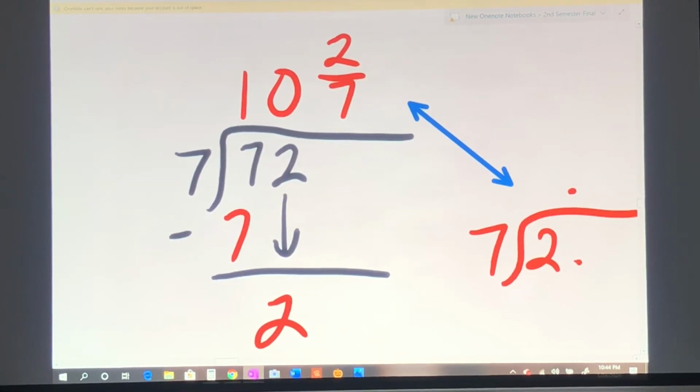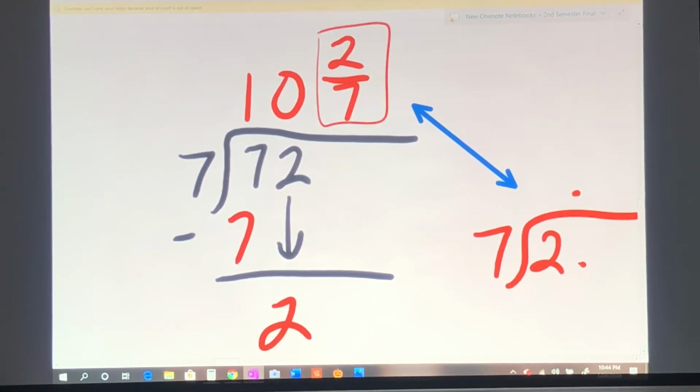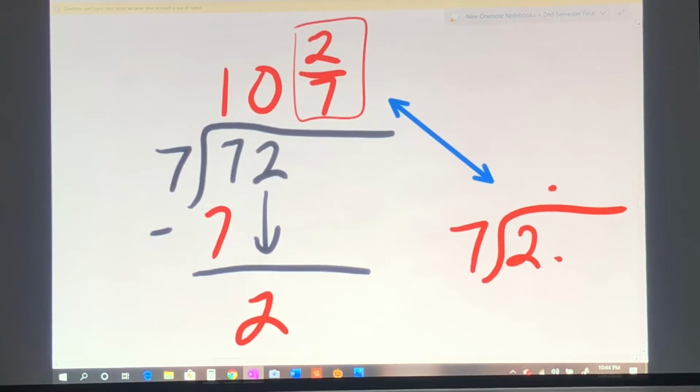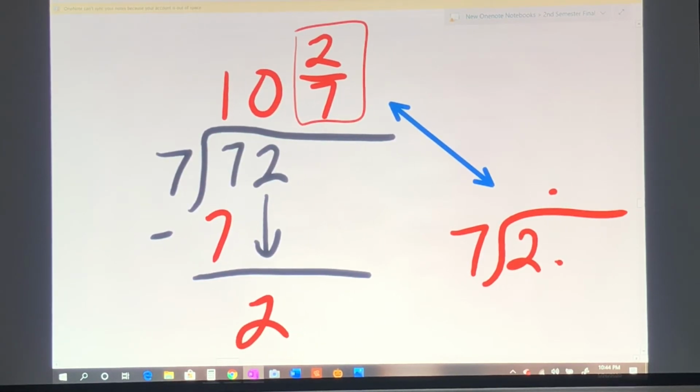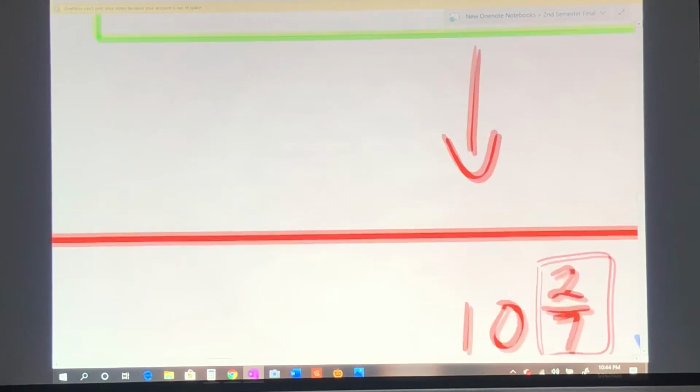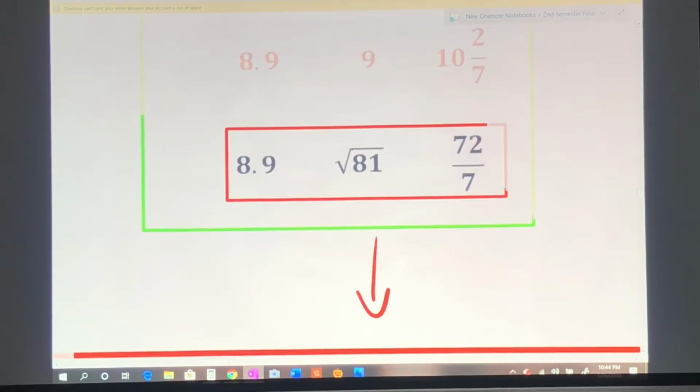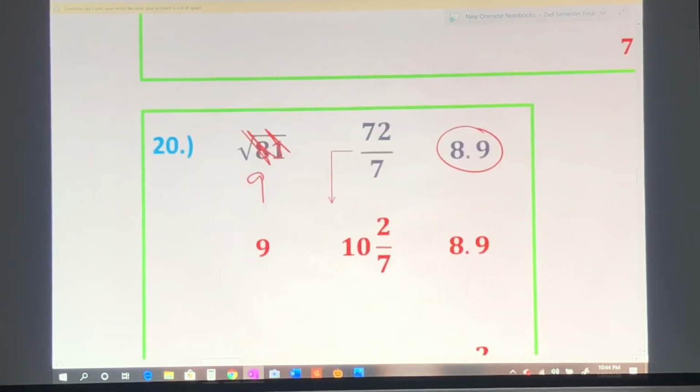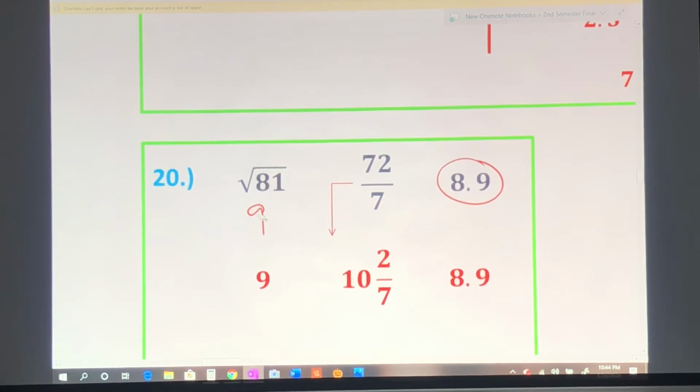Okay. And if you needed to, you could make the 2 sevenths into a decimal. Take 2 divided by 7, and you would get 10.28 or whatever it is. But we don't need to be that accurate, because if you look at the numbers, I can just leave it as a mixed number. So I come over here and I go, all right, the square root of 81 is 9. This number stays the same. The only one I had to do a little bit of work on was 72 over 7, which is 10 and 2 sevenths.